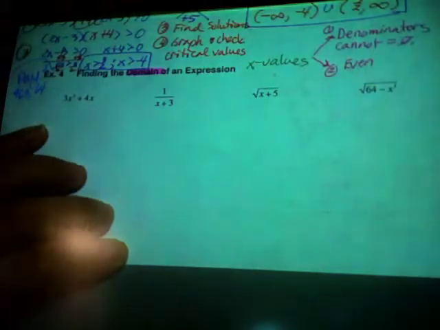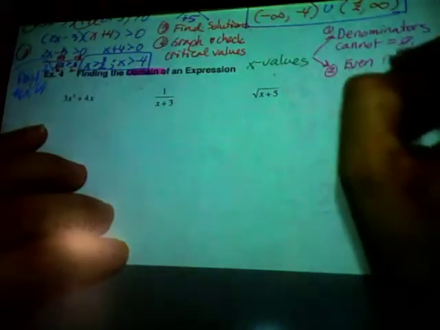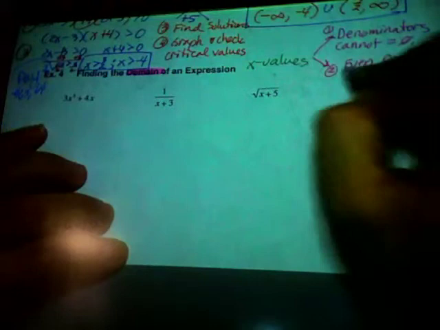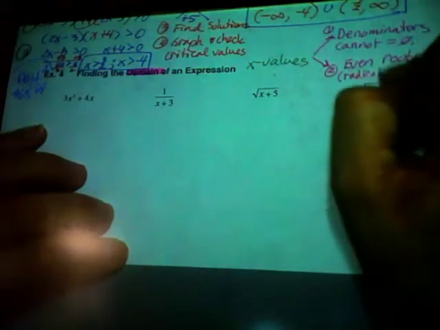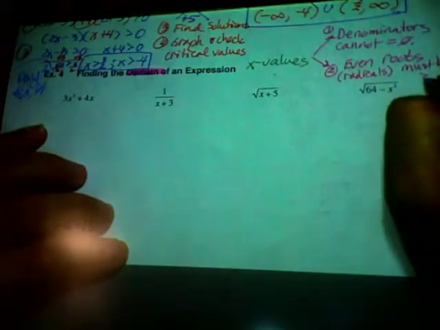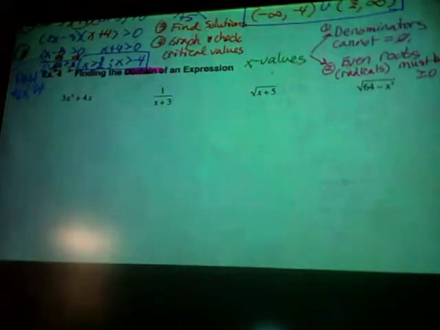Because we could have a fourth root. Can you take the fourth root of a negative number? Is there any negative number that you multiply by itself 4 times? Well, you could use i, but we're going to assume that we can't use i because we're in the regular coordinate form. So any even roots, or you might call them radicals, must be greater than or equal to 0.